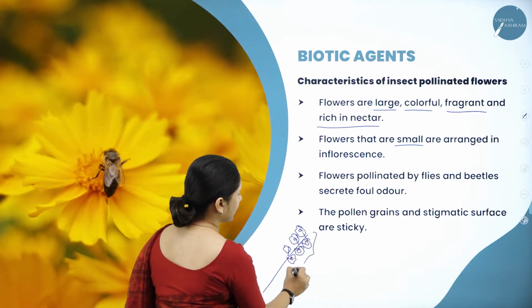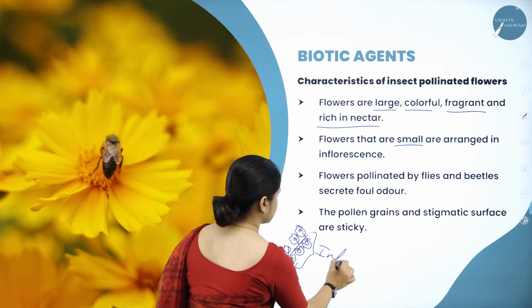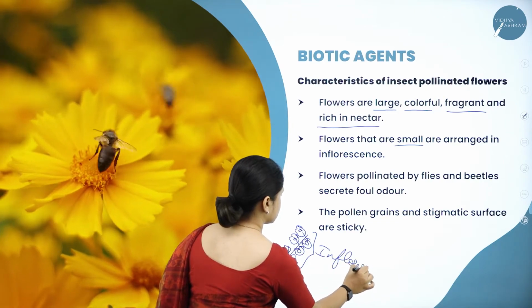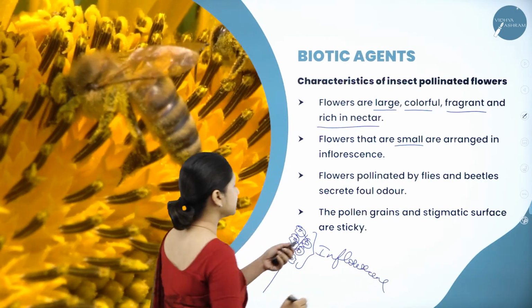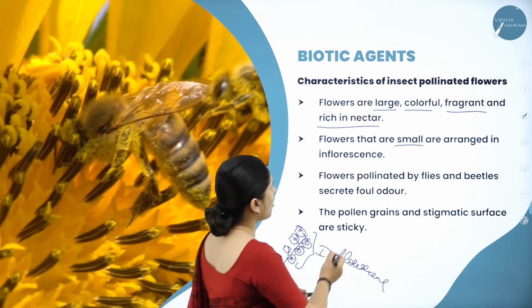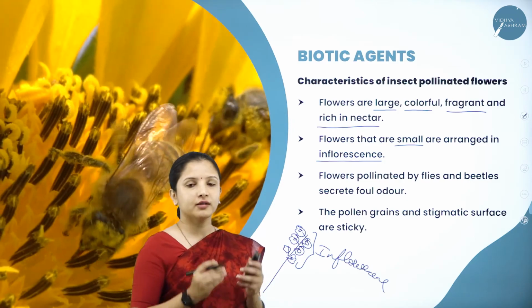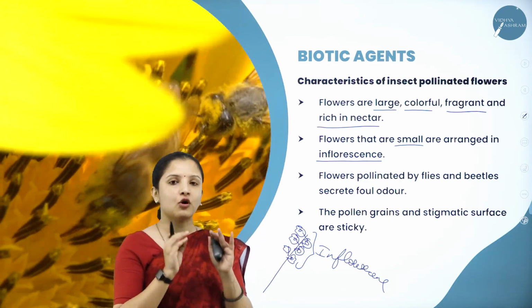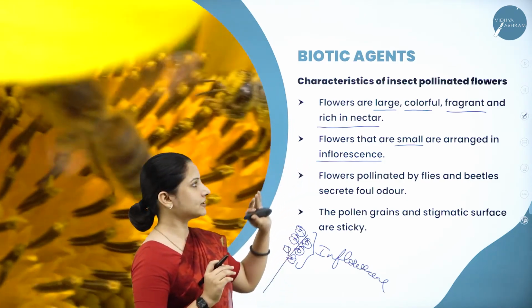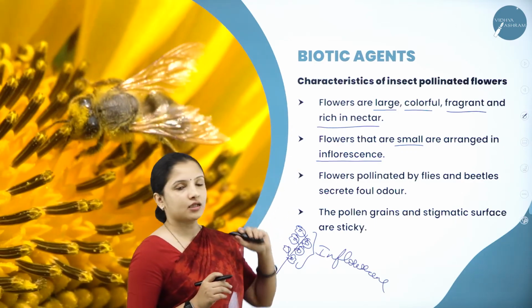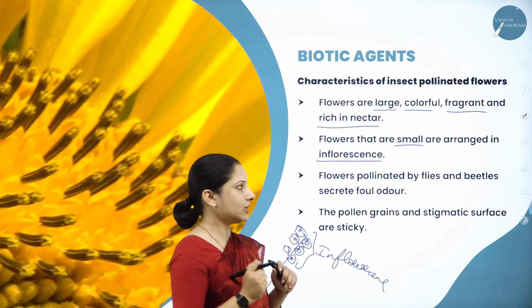So this is called inflorescence. If the flowers are small, they are usually arranged in groups or clusters, and they are called inflorescence. So flowers that are small are arranged in inflorescence.